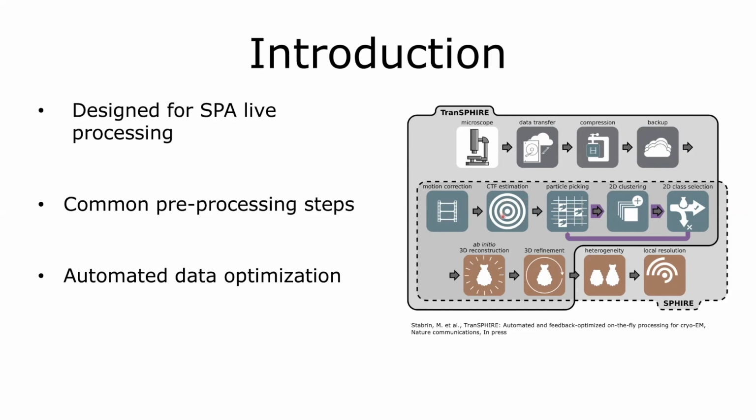We do CTF estimation, which means we try to estimate the errors coming from our optical system so that we can correct for them later. We do particle picking, which means we identify the regions of interest on our micrographs, which we call particles, and this is usually done automatically. Then we do 2D classification to identify good and bad groups within our data. We do 2D class selection, which means that we separate manually, usually, that this is a good class average, this is a bad class average.